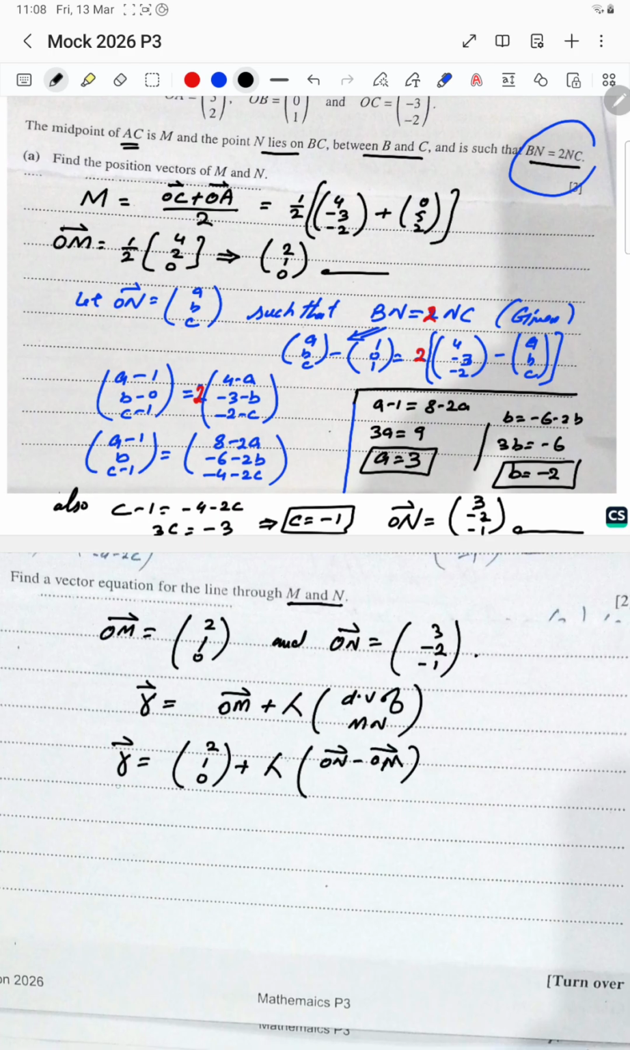And r can be written as (x, y, z), because you are going to find the vector equation. (2, 1, 0) plus lambda, ON is (3, minus 2, minus 1), again in square brackets, minus OM, what is OM? (2, 1, 0). This gives me the direction vector of it. Actually, this is the rule.